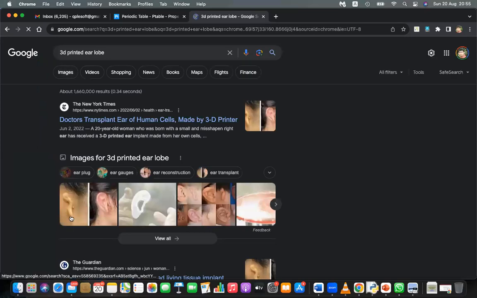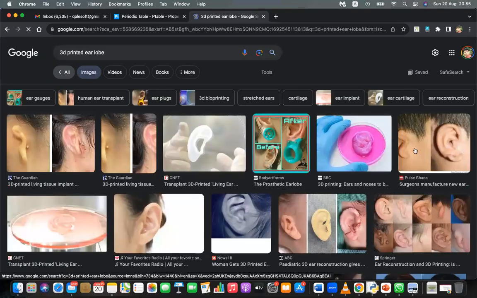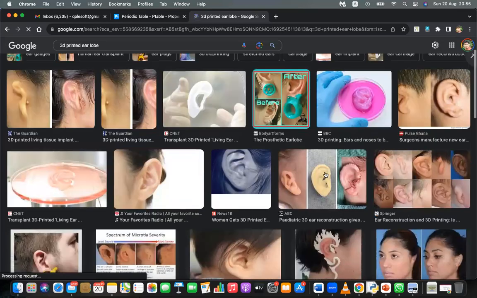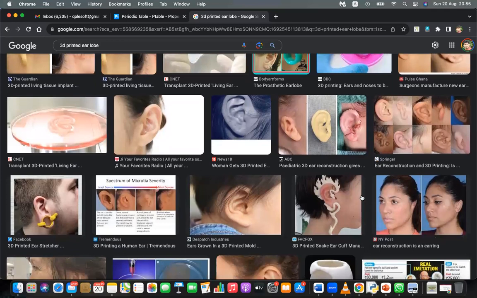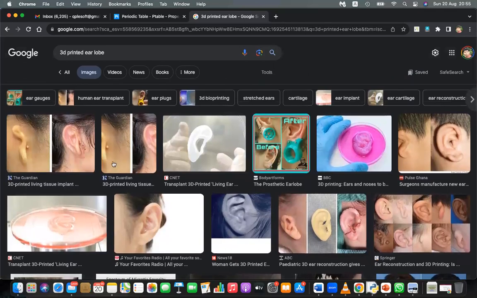So you have seen, I think, this kind of situation, which happens due to birth defects. So you can see here. But the ear lobe which is printed can be connected using plastic surgery. Plastic surgery can connect these ear lobes. That facility is there.